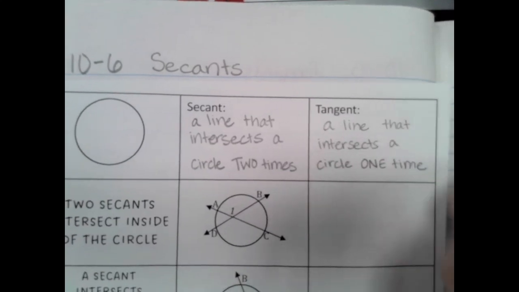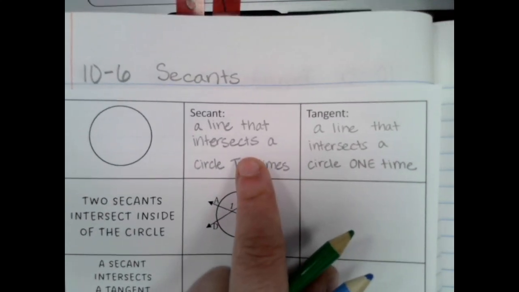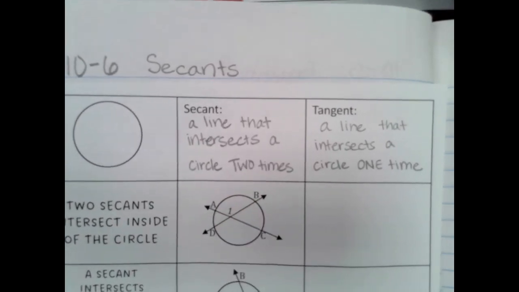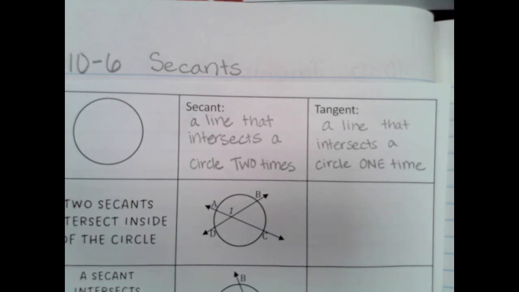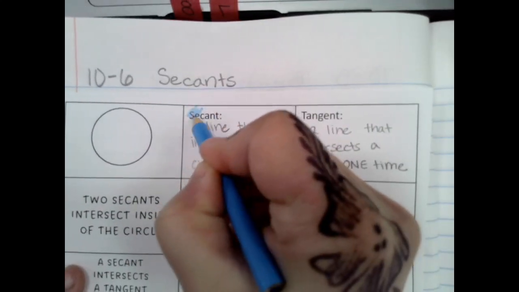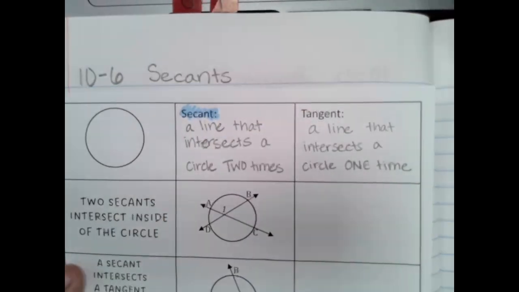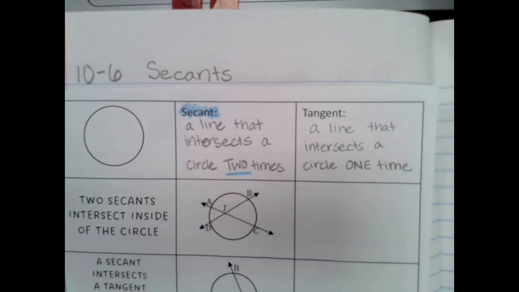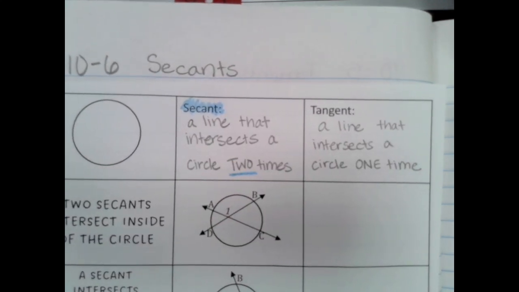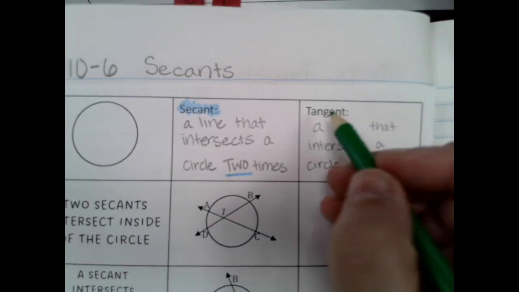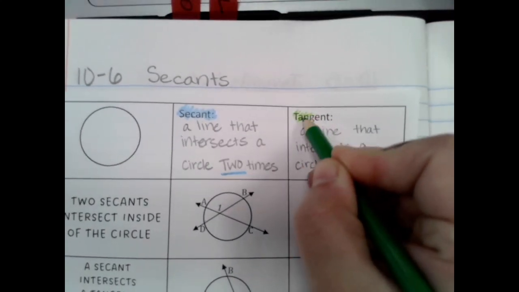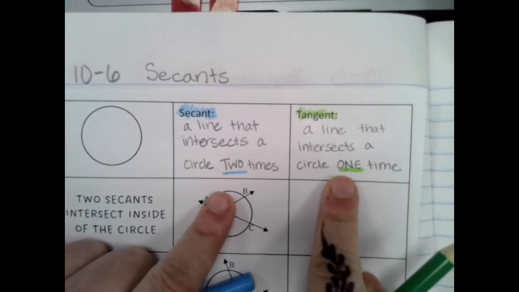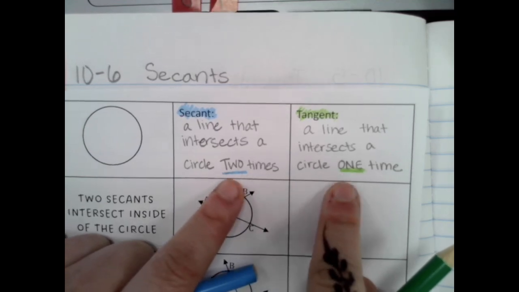So I'm going to use our colored pencils today. You're going to pick 1 color for secant and 1 color for tangent. Because as we go, we do need to color code some of these lines. I'm going to use blue for secant. Okay, and I'm going to underline that word 2. And then I'm going to use green for tangent. If you're using other colors, that's fine, but you want to try and keep these consistent. So 1 color for secant, 1 color for tangent, and try to keep using those colors.